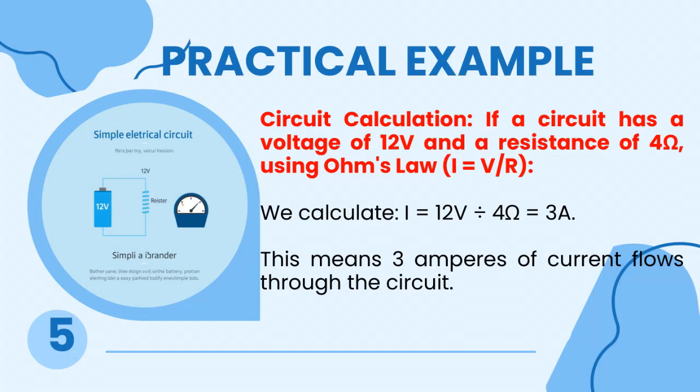All right, let's look at this practical example to understand how circuit calculations work. Suppose we have a circuit with a voltage of 12 volts and a resistance of 4 ohms. Using Ohm's law, which is I equals V divided by R, we can find the current flowing through the circuit. So I equals 12 volts divided by 4 ohms, which gives us 3 amperes. This means that a current of 3 amperes is flowing through our circuit.